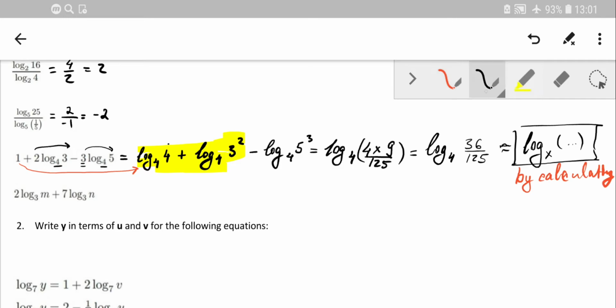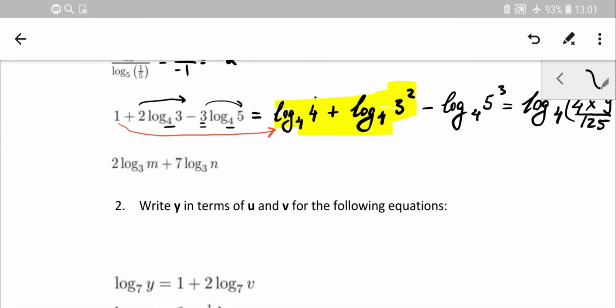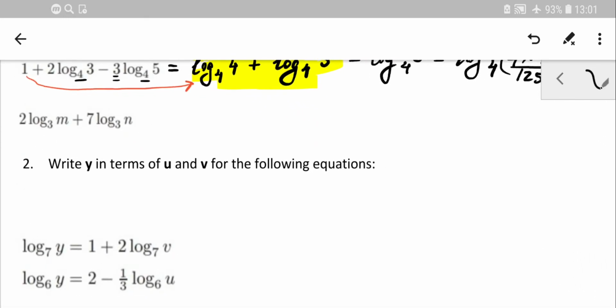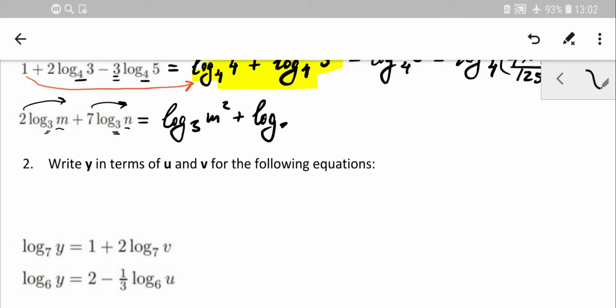Okay, so that's not the purpose of this problem. We'll go next and simplify that one. We have m and n inside the log, but I noticed that the base is 3, so I lift up the powers 2 and 7 correspondingly, and I'll get the following: log 3 of m squared plus log 3 of n to the power 7. That's the property I used.